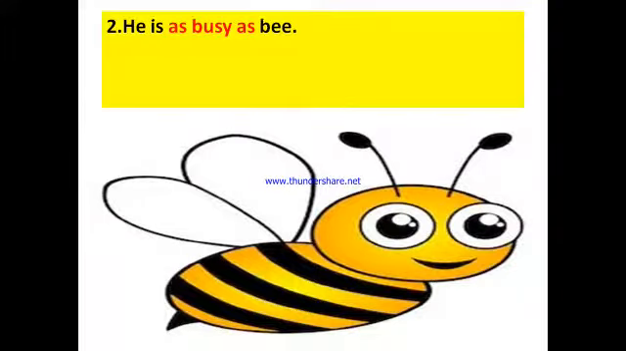He is as busy as a bee. We know that a bee is always busy, so we compare him to a bee. In the same way, we know that a rose is always beautiful, so we compare her beauty to a rose.